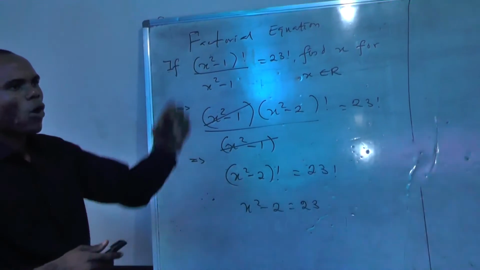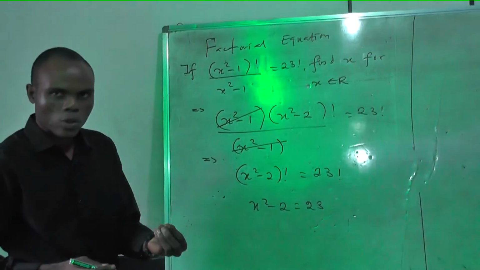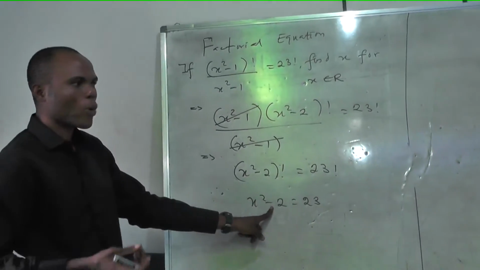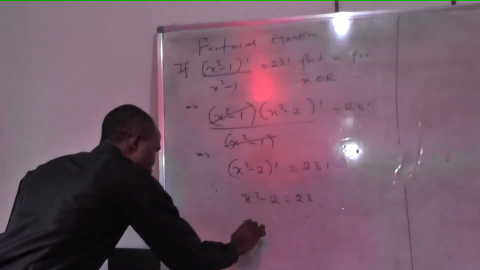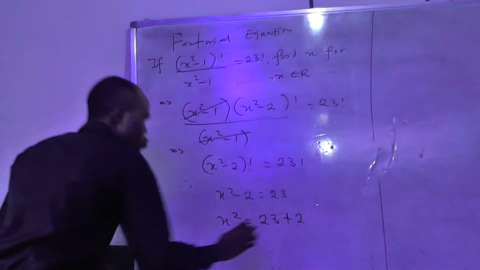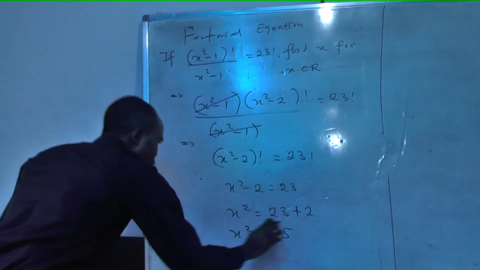And in order for us to get the value of x, the first thing we need to do is to take away this negative 2. And how do we take away negative 2? We add 2 to both sides. If you do that, it means that you're going to have x squared equals 23 plus 2, so that x squared is equal to 25.